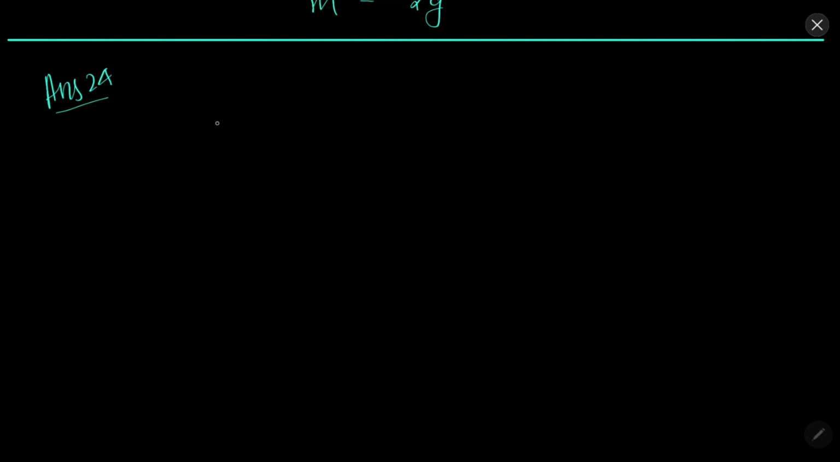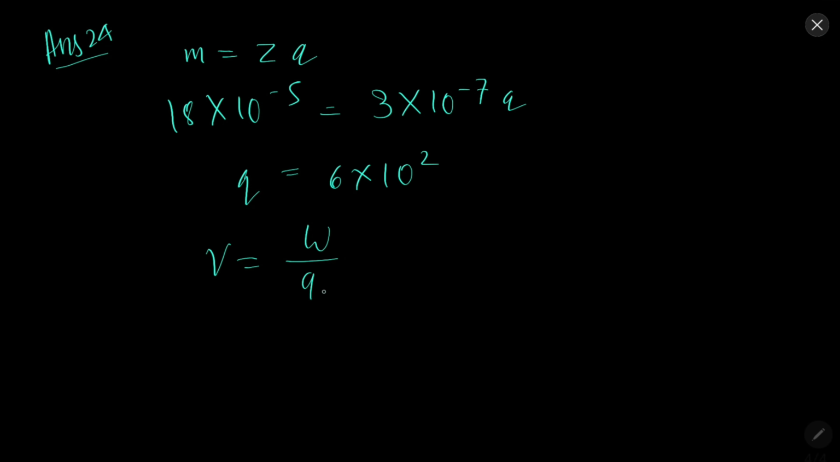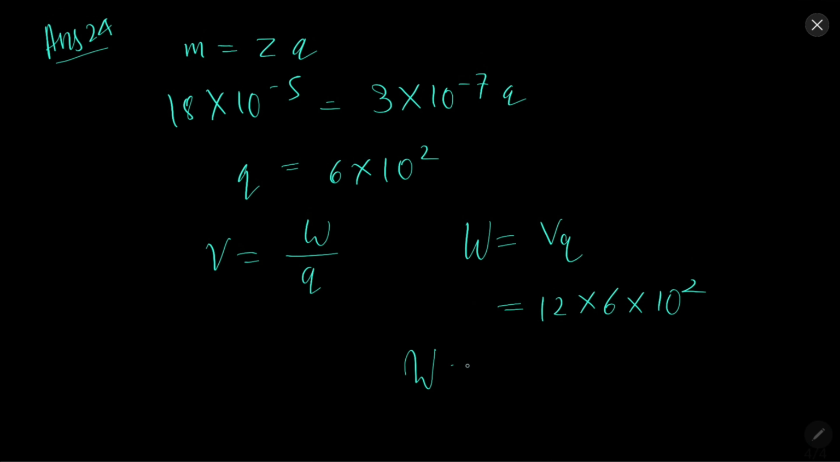Solution 24. So here Z into C, 18 into 10 to the power minus 5 equal to 3 into 10 to the power minus 7 into C, or Q. So Q will be 6 into 10 to the power 2. Work done by Q will be potential into Q, it will be 12 into 6 into 10 to the power 2. So work done will be 7.6 kilojoules.